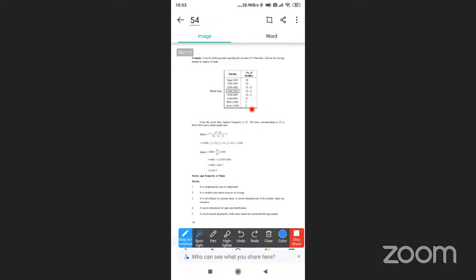If the maximum frequency is repeated only one time in the frequency distribution, then you can use this formula for calculating mode. If the maximum frequency is repeated more than one time, you should not calculate mode by using this formula.